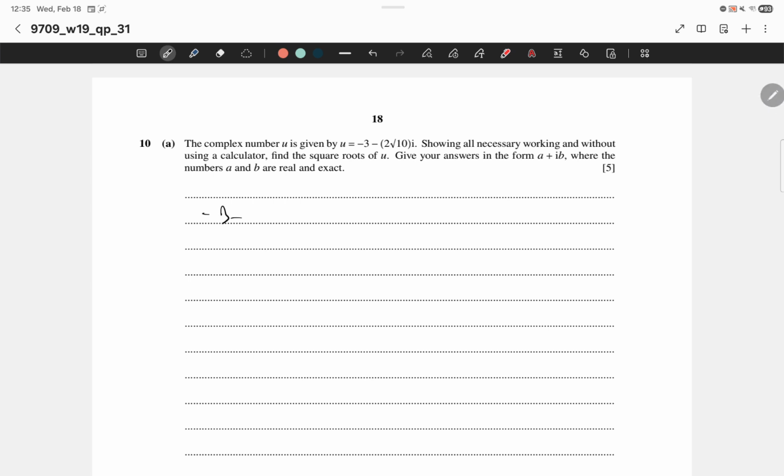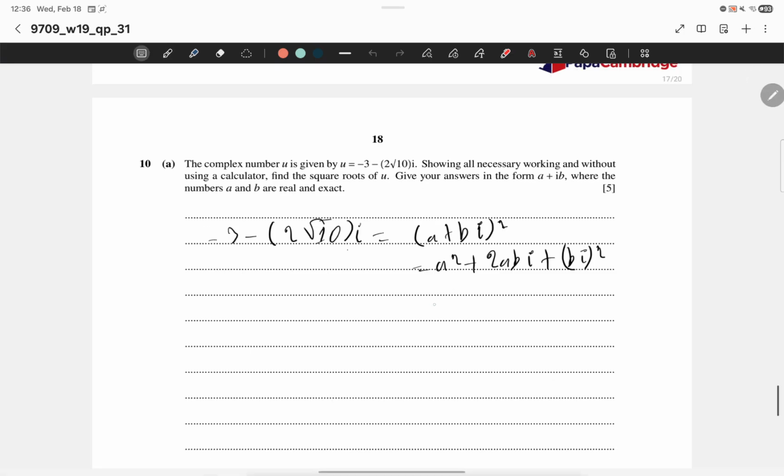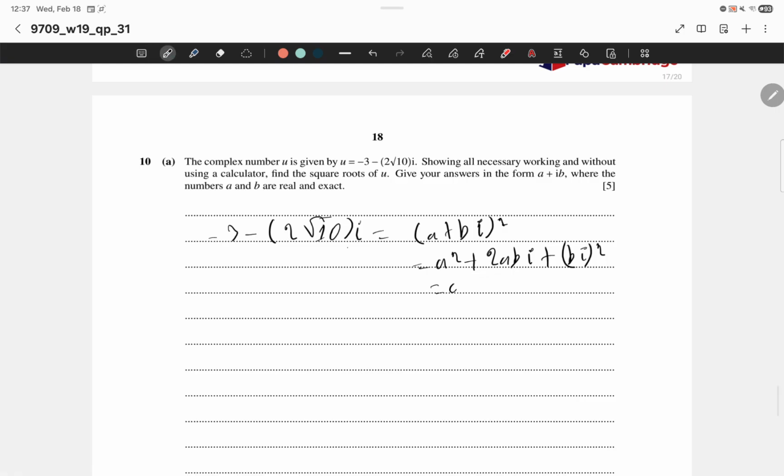I think we should do this, right? a plus bi whole square, which is a square plus 2abi plus bi whole square. So a square plus 2ab iota minus b square, since you just input the value of iota square.